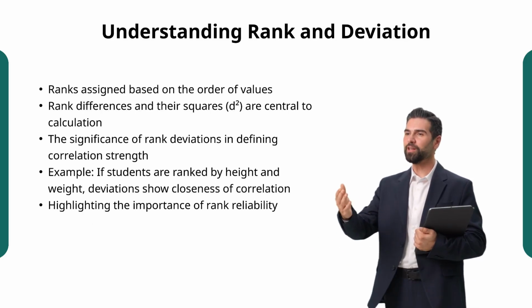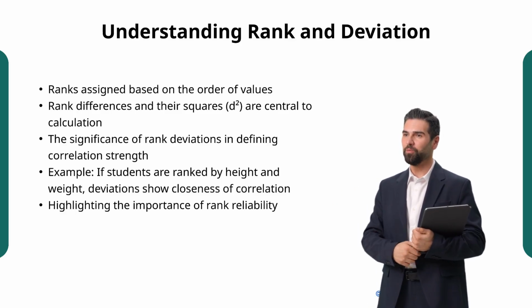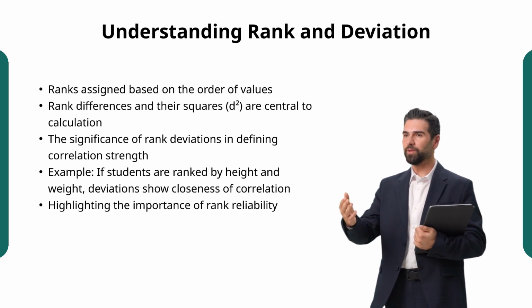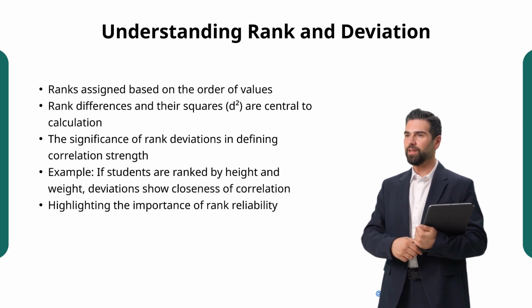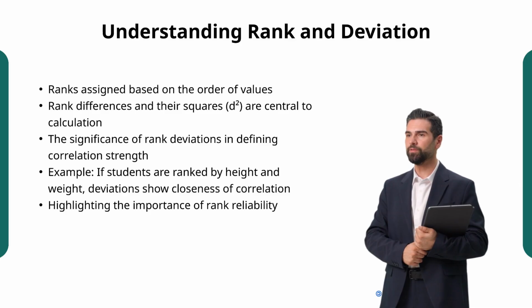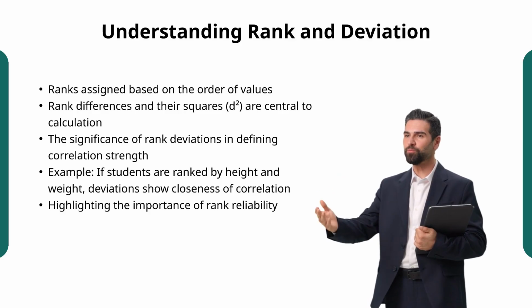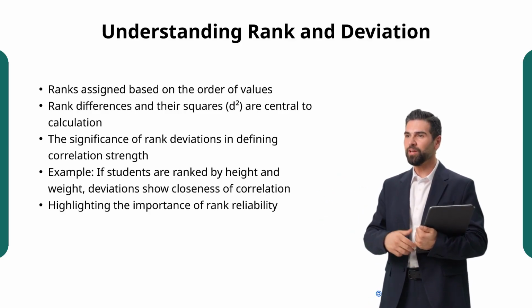Focusing on rank and deviation is crucial for grasping Spearman's rank correlation. When we talk about ranks, we are essentially organizing data into an order based on specific values. Imagine if we rank students based on their heights, the tallest student gets rank 1, the next tallest rank 2, and so on. The deviation, represented by d, tells us about the differences between two ranks. The deviations help reveal how closely related these ranks are. Smaller deviations generally indicate a stronger correlation.